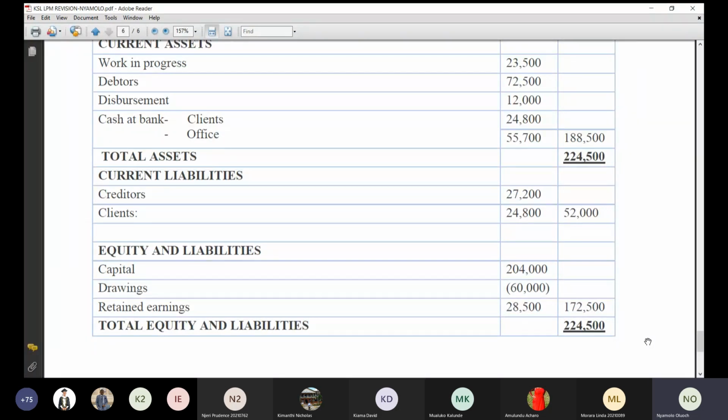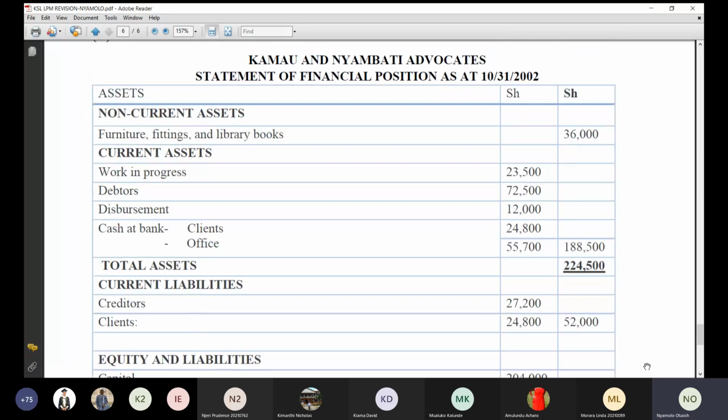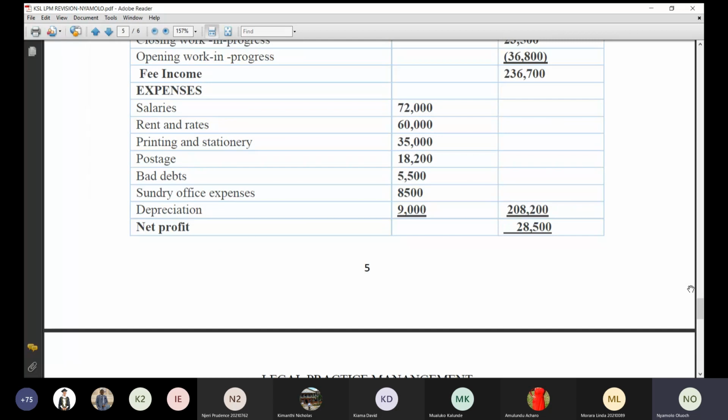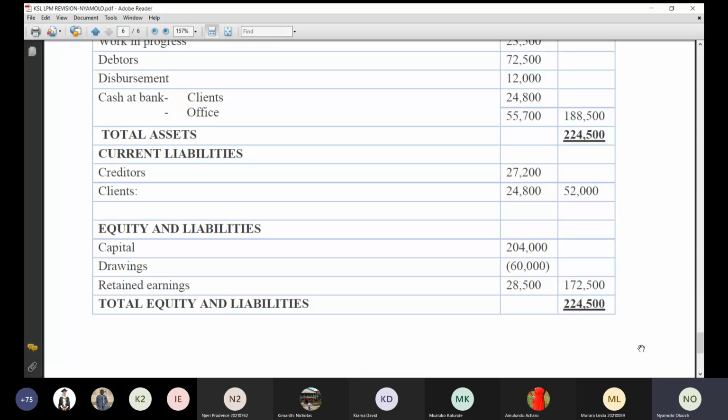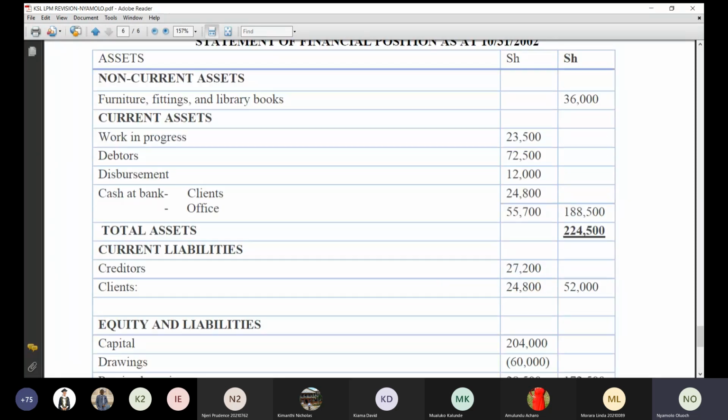Capital, we were given. But then there was that cousin of it called drawings. So you will adjust your capital using the drawings. Drawings reduce your capital. Then retained earnings. Our retained earnings are our profit for the year. Profit for the year tunapata wapi? Kwa income statement 28,500. That is called owner's equity. So we are bringing it here 28. So 52 plus 172,500, 224,500. So our asset indeed would be equal to our capital or our liabilities plus those capitals. So that accounting equation is done.